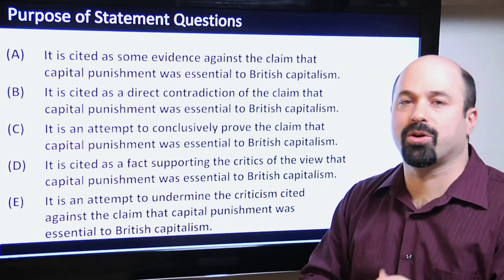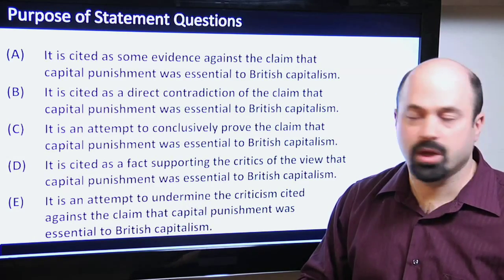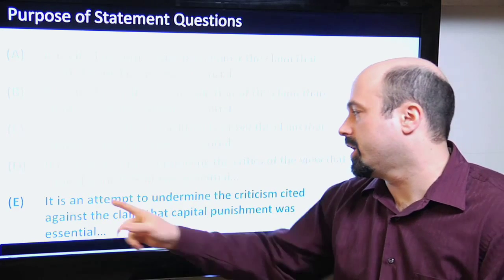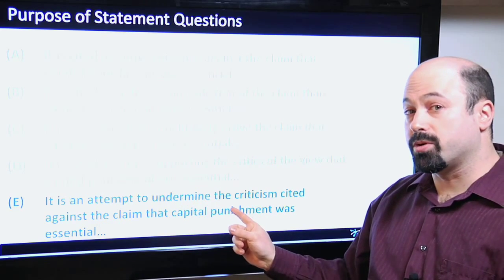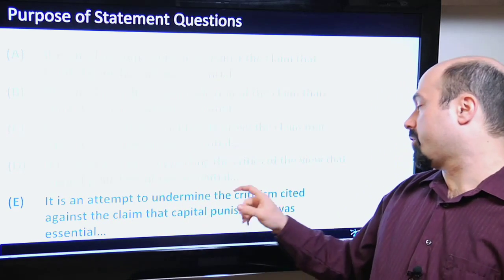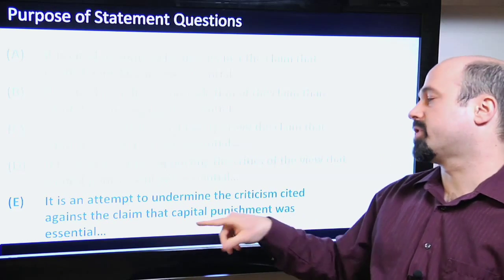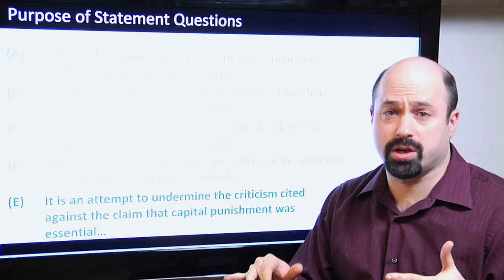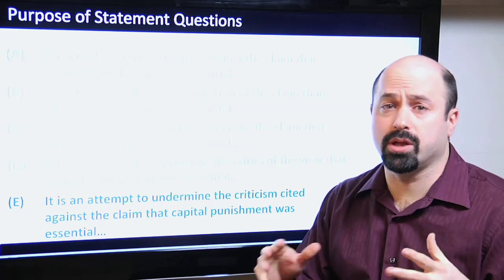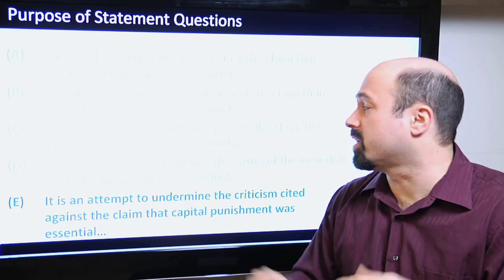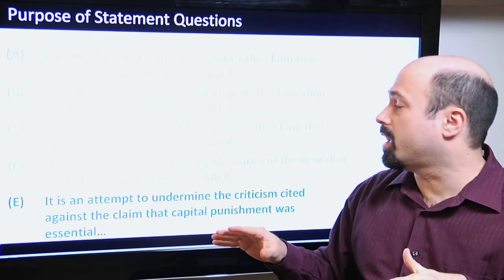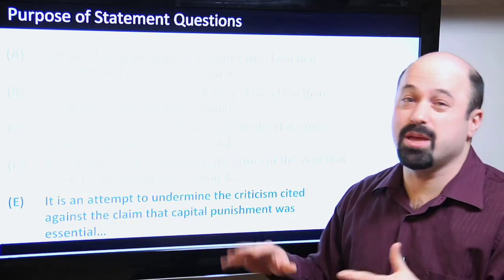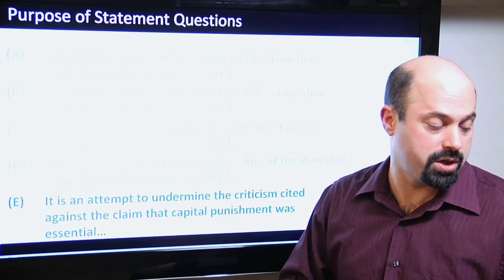You can take a shot at it here or watch us do our work. E should jump out because the role of the statement about the difference here is an attempt to undermine the criticism, the criticism cited against the claim that capital punishment was essential. So if all you knew was that the statement about industrialization and capitalism being different was going to support the some people argument, then you could zero in on E, because that's the only one that goes in that direction in the right way.